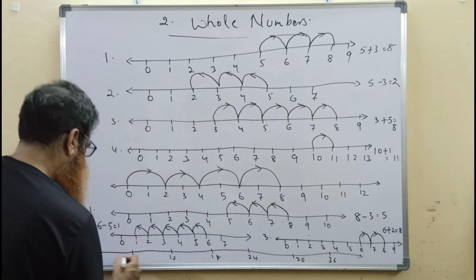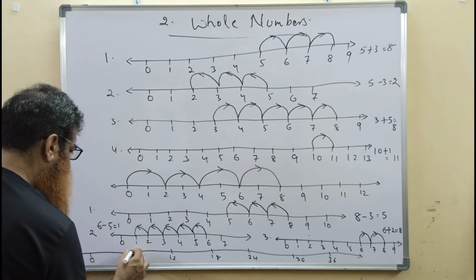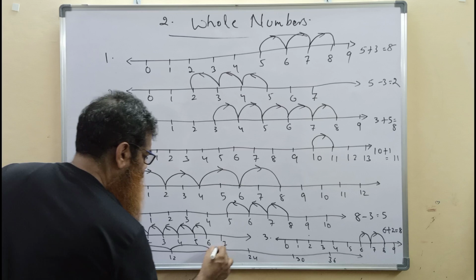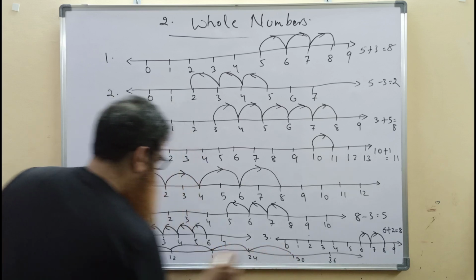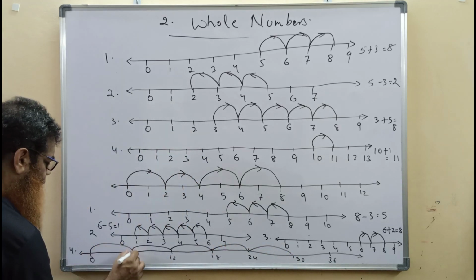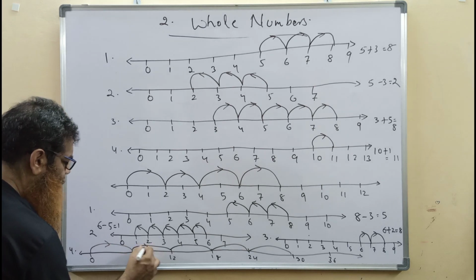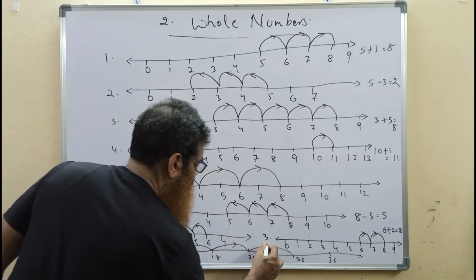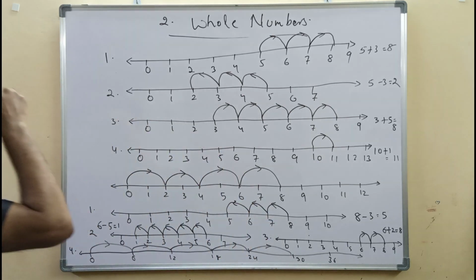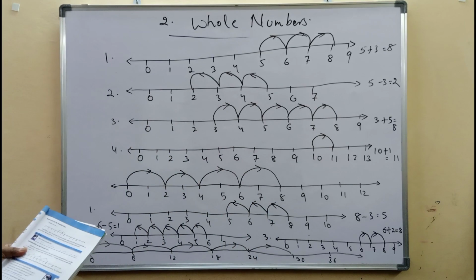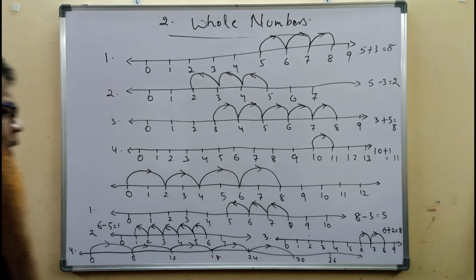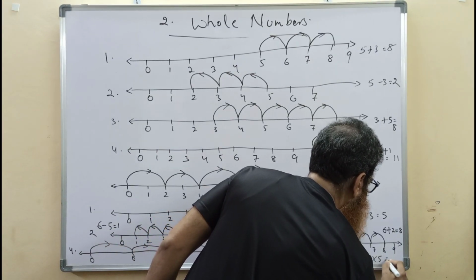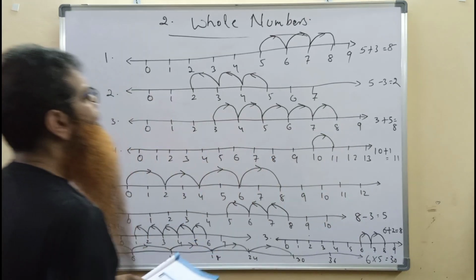Okay. From 1, 2, 3, 4, 5. We need to jump 5 times. From 0 to 6, 6 to 12, 12 to 18, 18 to 24, 24 to 30. How many 6s are needed to get to 30? We need 5 sixes. We need 5 sixes to get to 30.